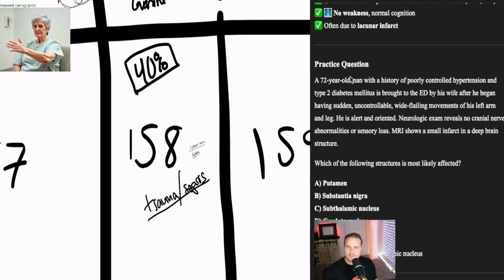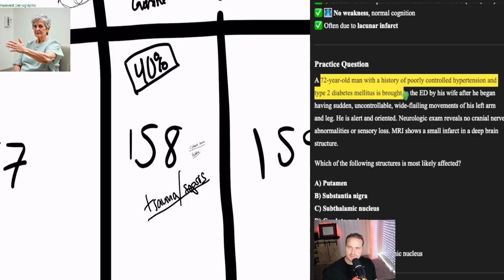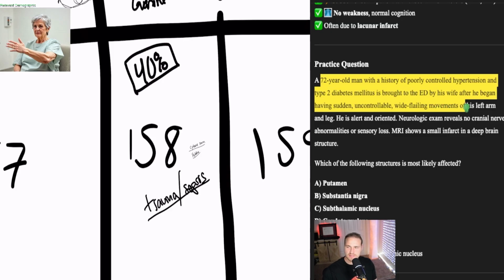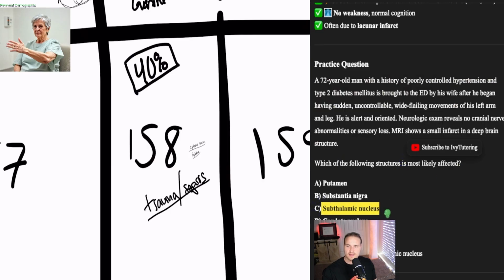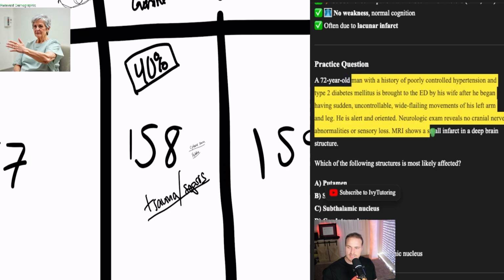All right, in our next question, we have a 72-year-old man, or it also could be a woman, as seen in this question, who has a history of poorly controlled hypertension and type 2 diabetes. This is probably going to be a stroke of some sort. Yep, she has wide flailing movements of her left arm and leg. He is alert and oriented, could be male or female. Neurological exam reveals no cranial nerve abnormalities. MRI shows a small infarct in a deep brain structure. Which one is it? It's the subthalamic nucleus. Hemiballismus, damage in the contralateral subthalamic nucleus.